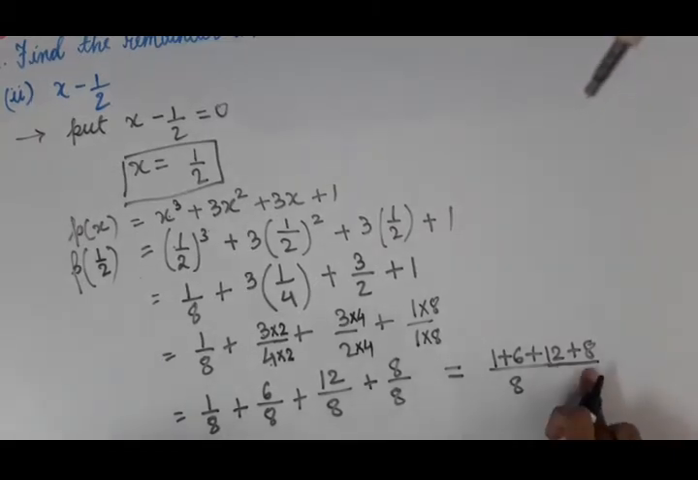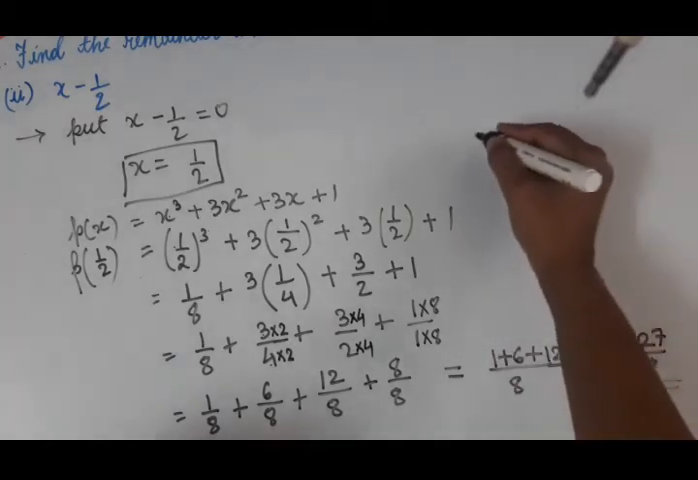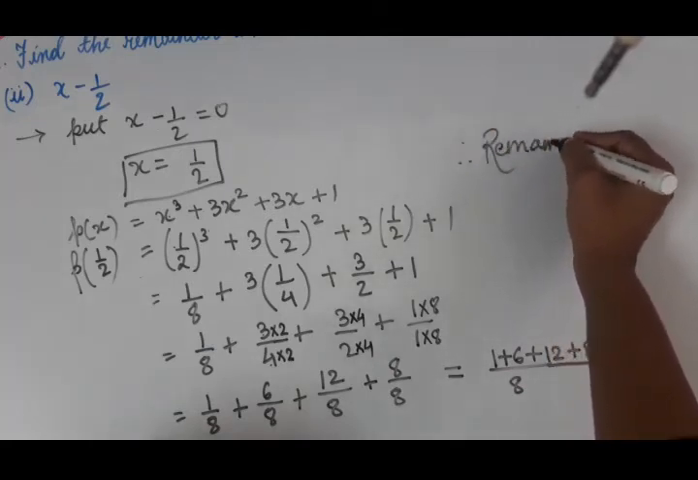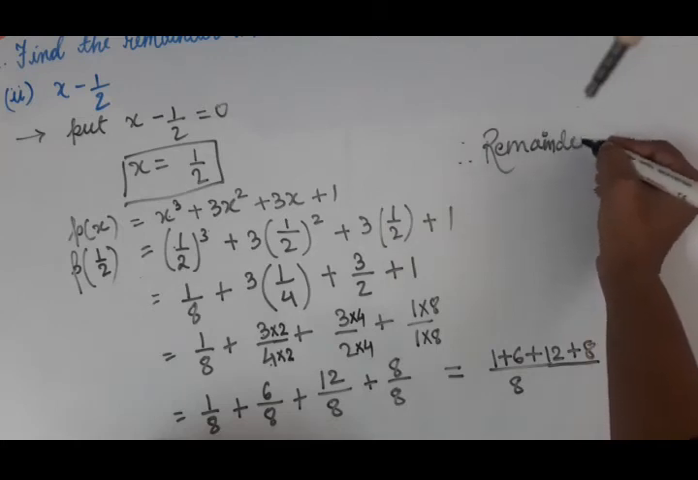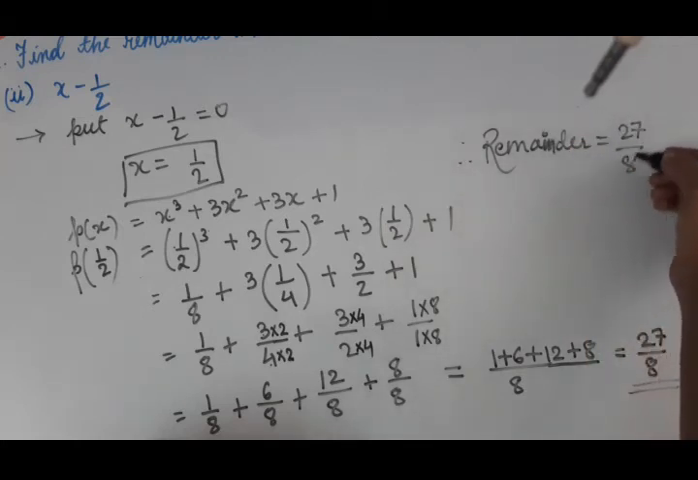12 plus 8 is 20, 20 plus 6 is 26, 26 plus 1 is 27. So the answer will be 27 upon 8. This is your remainder. So in your answer, I'll write it here. Therefore, remainder is equal to 27 by 8. Clear? So let us move to the third question now.